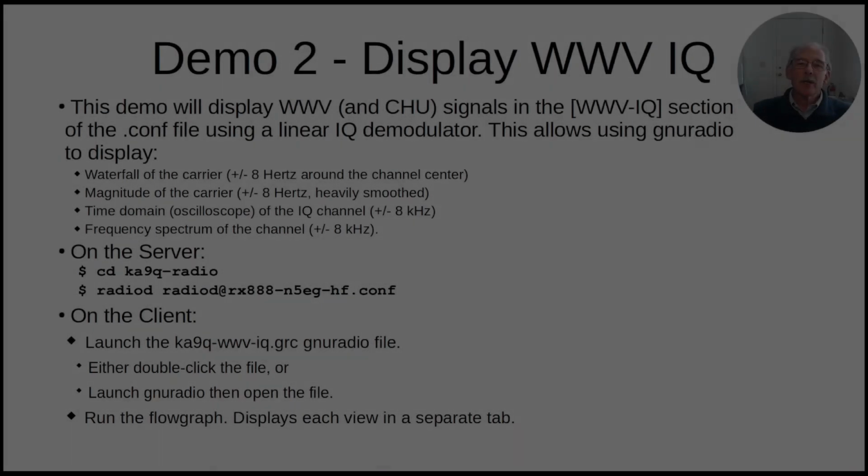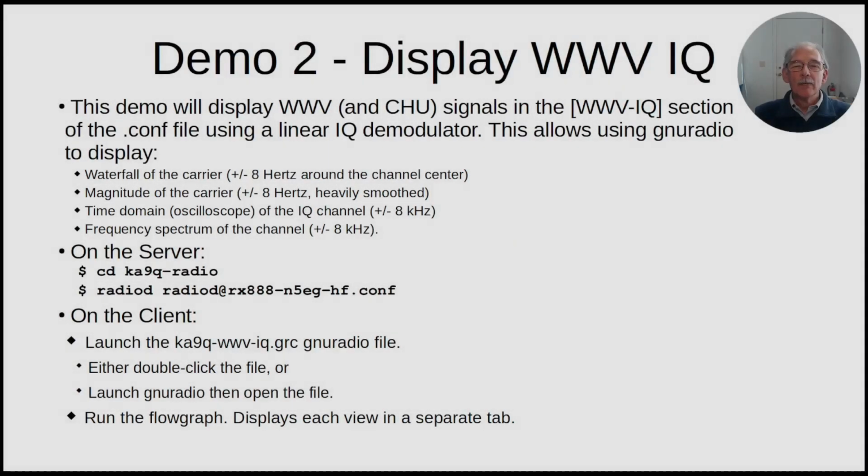In the second demonstration, we're going to display information about each of the WWV IQ channels. This demo will display WWV and CHU signals from the WWV-IQ section of the config file using a linear IQ demodulator. The example that we have will use gnuradio to let us visualize a waterfall of the carrier within plus or minus 8 hertz of the carrier frequency, the magnitude of the carrier within 8 hertz of the carrier frequency, and that's very heavily filtered with a low-pass filter.